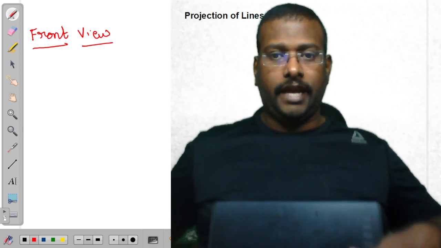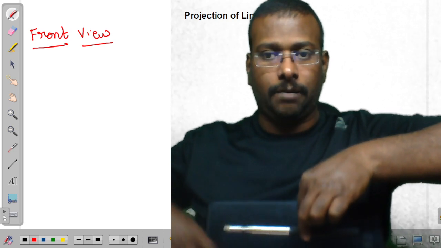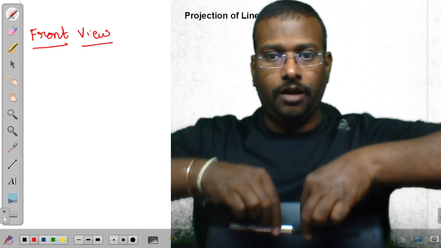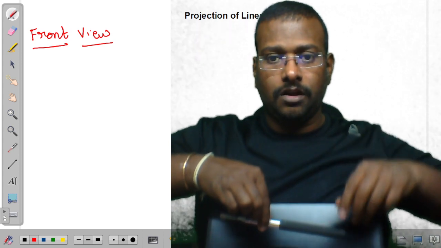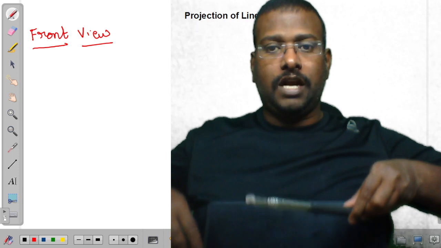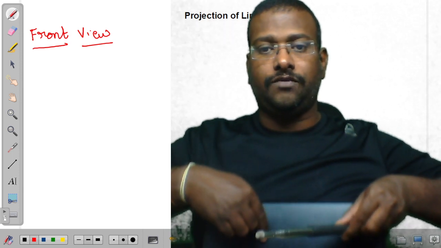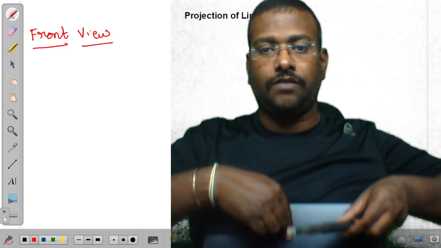Now in one case, if it is parallel to VP, in some situation we are going to get the true length. Once it is going to be like this, once it is going to be like this. Previously the shadow is here, now the shadow is shifted to here. Again the shadow is shifted.